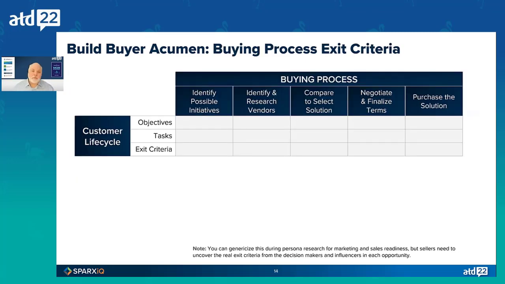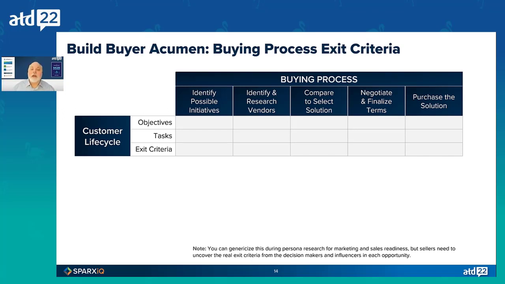Now, another step of buyer acumen is this geeky thing about buying process exit criteria. Now, this is a sample buying process. It may not be the buying process that your customers go through, right? But it's an example. And notice that in process work, there are stages.